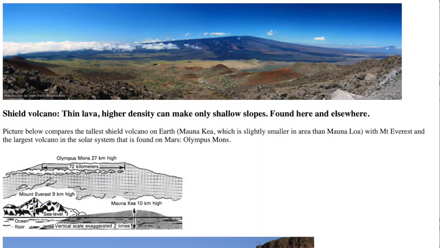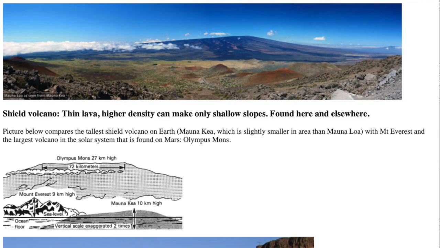Shield volcanoes are made from thinner, higher density material called basalt, and these volcanoes are much wider in diameter with very shallow slopes. These types of volcanoes are found throughout the solar system. The Hawaiian Islands are one famous example on Earth, and from their base on the ocean floor to their summit, Mauna Kea and Mauna Loa are actually taller than Mount Everest. But they are dwarfed by the large shield volcanoes on Mars, especially Olympus Mons, the tallest mountain in the solar system.